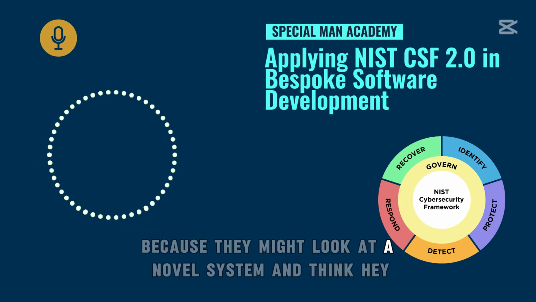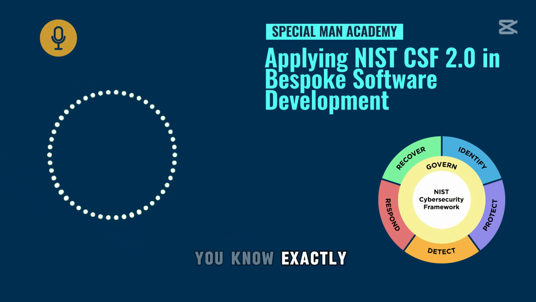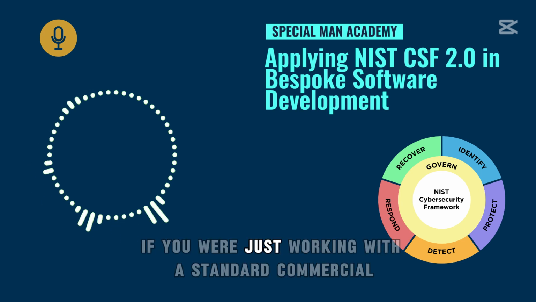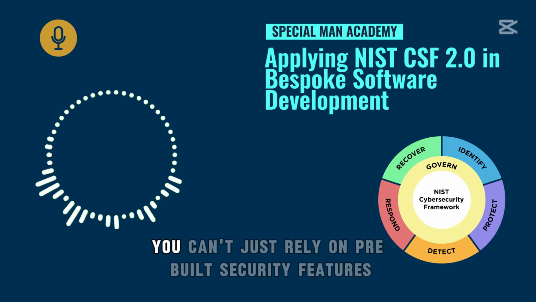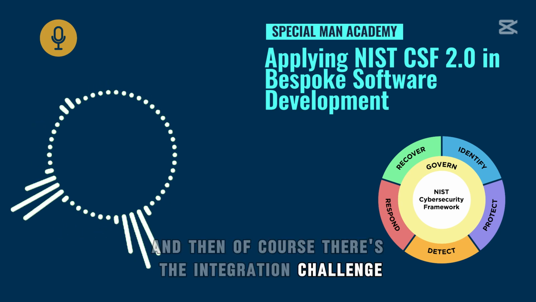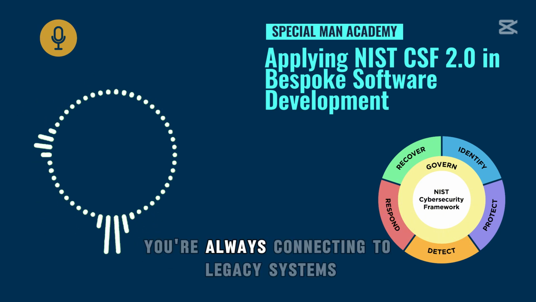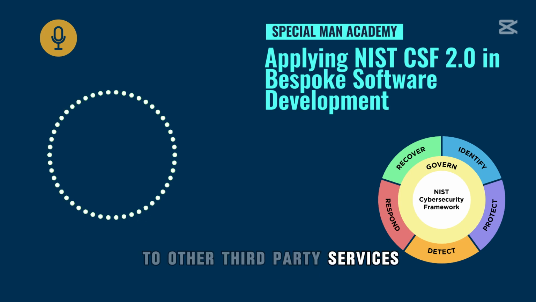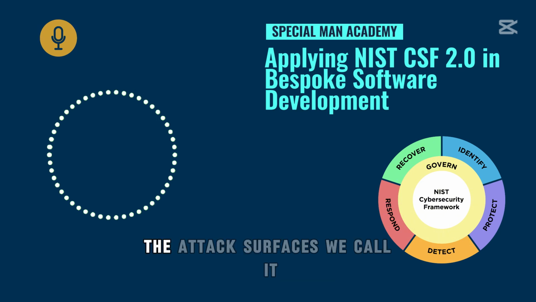Because they might look at a novel system and think, maybe there are vulnerabilities here that haven't been discovered yet. So it really requires a much more robust, tailored security approach than you might get away with if you were just working with a standard commercial off-the-shelf product. You can't just rely on pre-built security features. You're often building security from the ground up, starting from scratch. And then, of course, there's the integration challenge. How often does custom software exist in isolation? Almost never. You're always connecting to legacy systems and other third-party services, and each of those connections essentially expands the potential area of attack, the attack surface, as we call it.